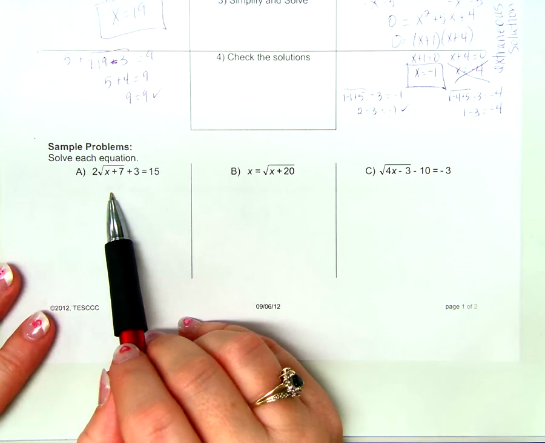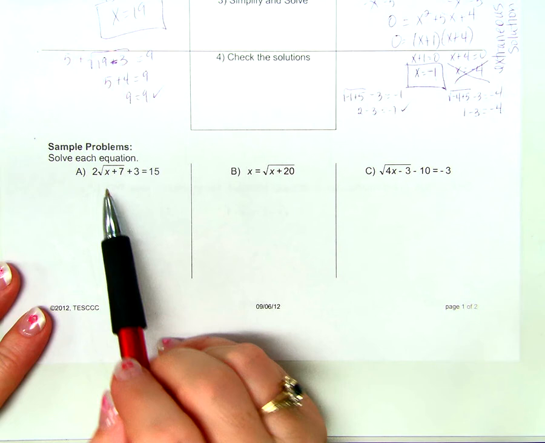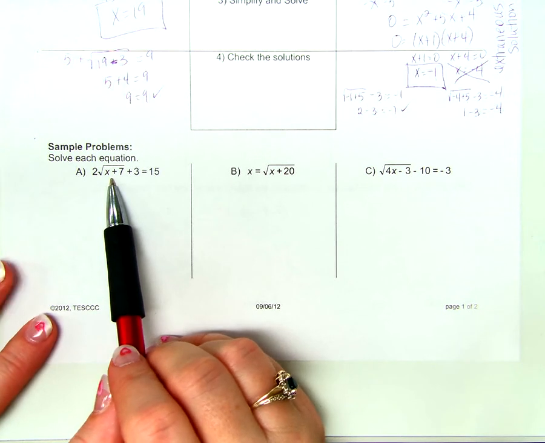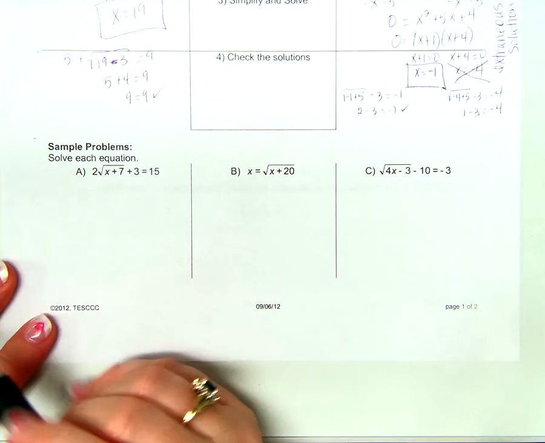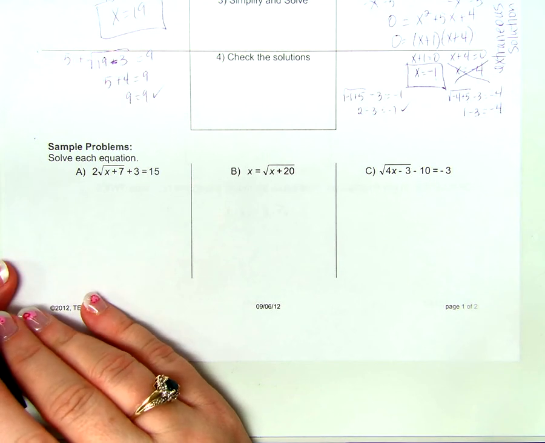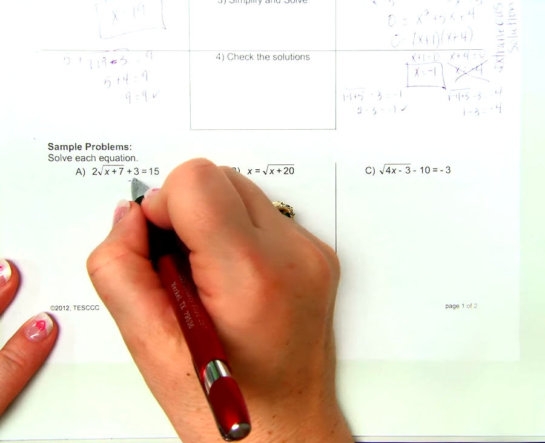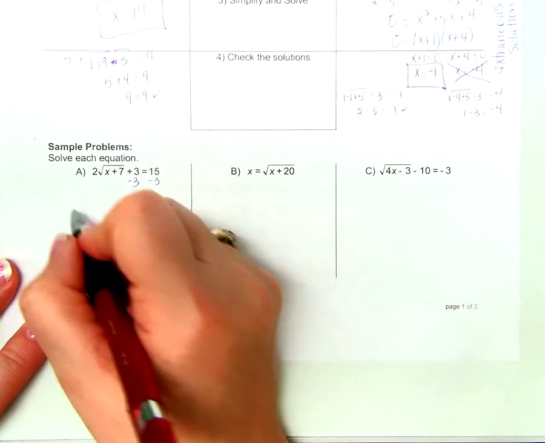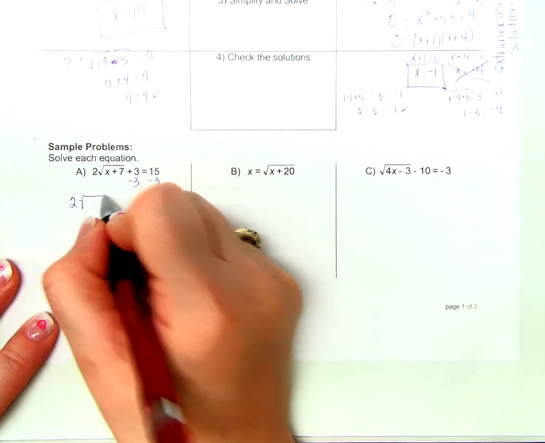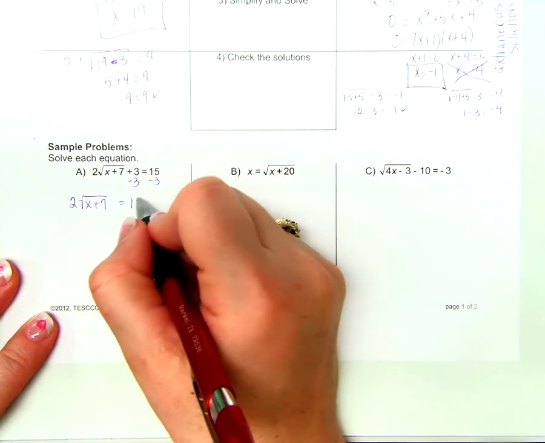Very first step that we learned yesterday is that you must isolate the radical. Is this radical by itself? Is it isolated? No, it is not. What do I have to do first to get rid of the radical? Sorry, to isolate the radical. First, I have to subtract 3. So what I have left is 2 root x plus 7 equals 12.